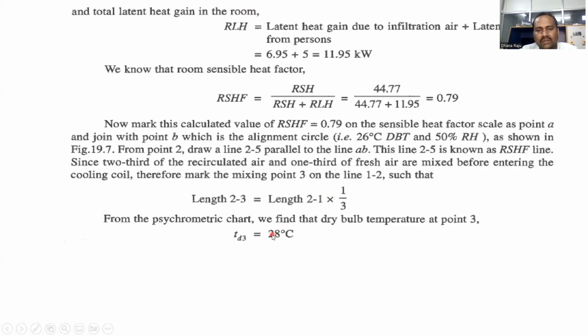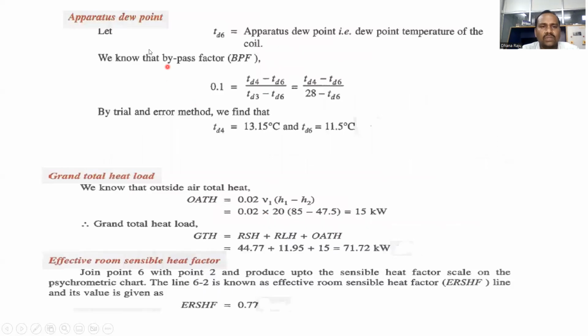Then locate the point 3 where the temperature at point 3 is 28 degrees centigrade. Once you locate the point 3, then T6 is called the apparatus dew point temperature. It is called ADP. We know bypass factor. What is bypass factor? The bypass factor is given as 0.1 in the problem. So T4 minus T6 by T3 minus T6.